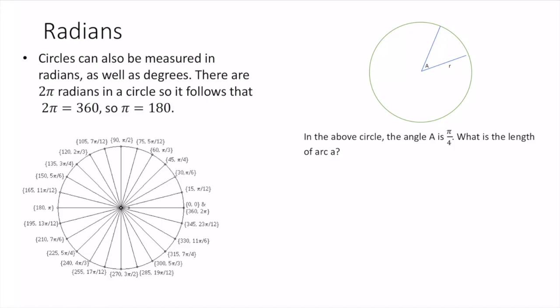Circles can also be measured in radians as well as degrees. There are 2 pi radians in a circle, so it follows that 2 pi must equal 360 degrees, and just pi equals 180 degrees. This picture here is converting all of the degrees into radians.